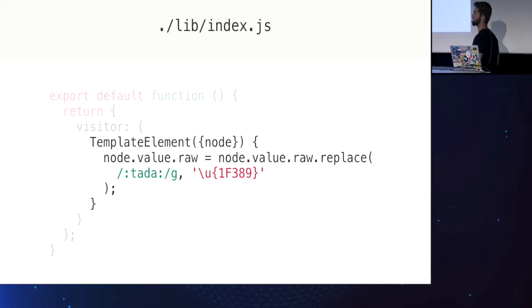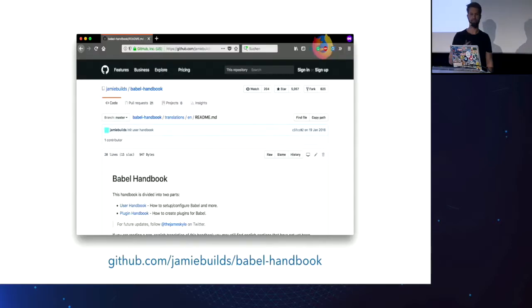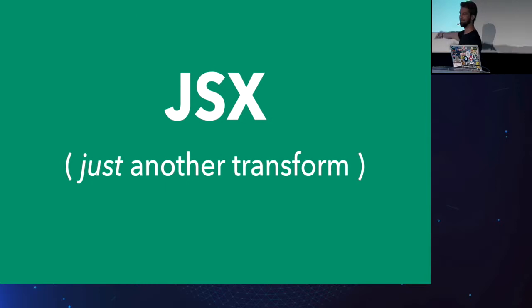If you want to learn more about how our ecosystem works, there's the BABEL handbook written by James Kyle. I would highly recommend having a look because this is how our JavaScript ecosystem works today. So why is this person talking about code transformation so much? 25% of the 40 minutes that I have. Well, here we go, right?